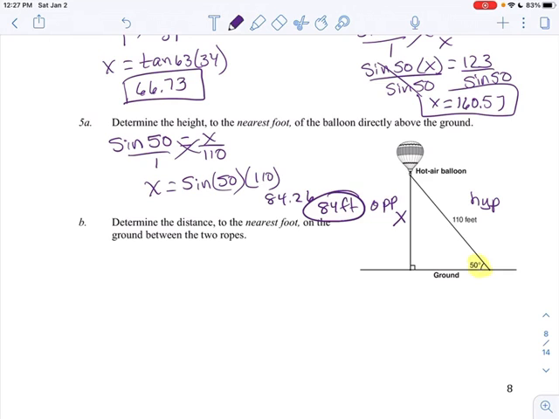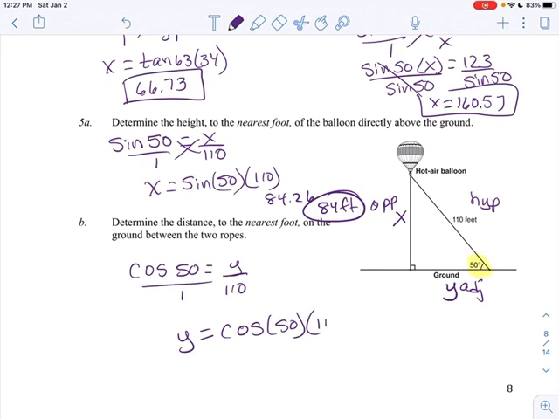Okay, and determine the distance to the nearest foot on the ground between the two ropes. So now I'm trying to find this distance right here. At this time, you can either do trig again, or you could do the Pythagorean theorem, whichever you want. So if you want to do trig, this is adjacent, so I would do cosine. Cosine of 50 equals y over 110. Put a 1 under here. 1 times y is y, and I got cosine of 50 times 110.